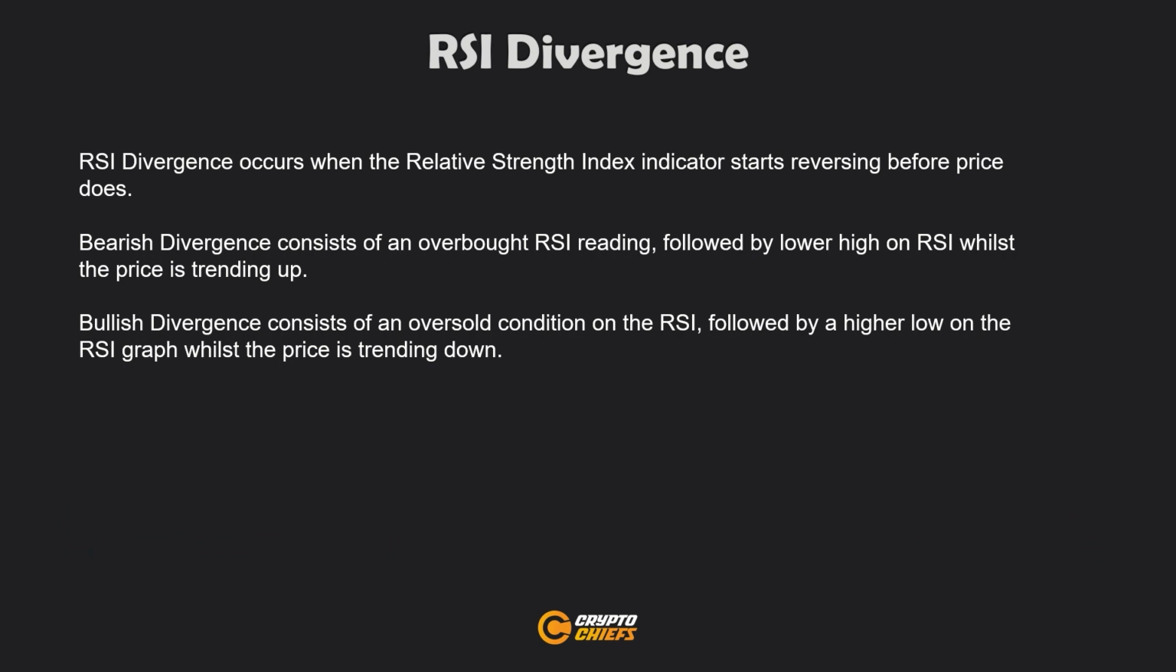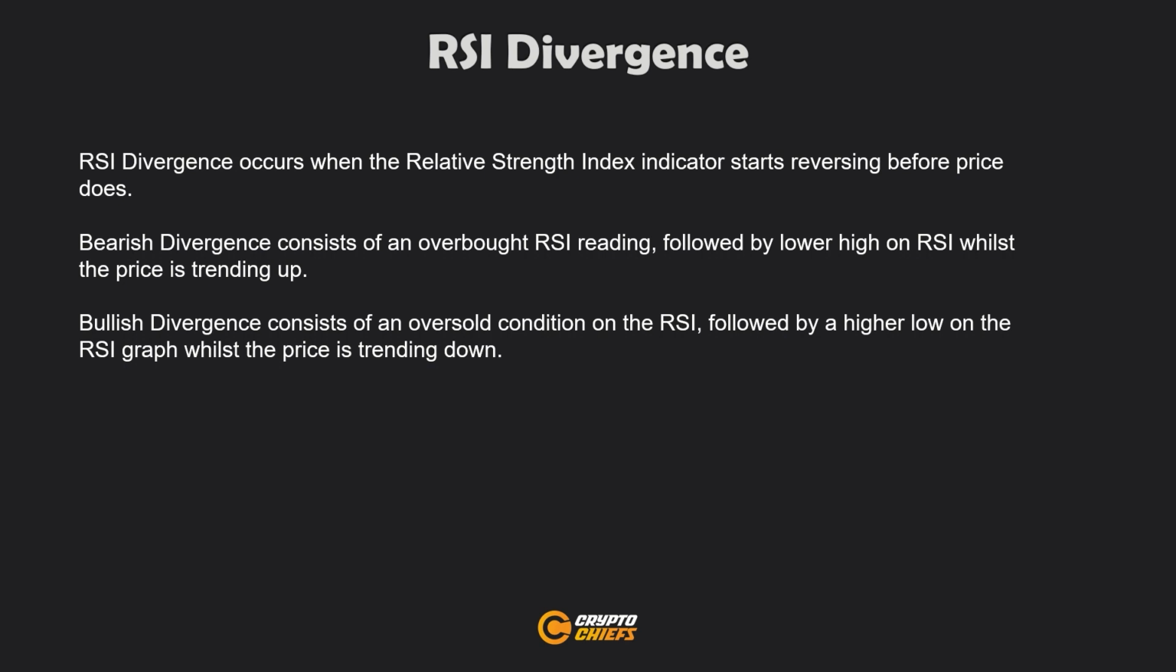Now, in my opinion, the most powerful way to use this tool is RSI Divergence. And actually, the guy who created this indicator said that this is the best way to use it as well. RSI Divergence occurs when the Relative Strength Index indicator starts reversing before the price does. This can often be used to determine a change in the market before it happens, to almost predict what's going to happen.